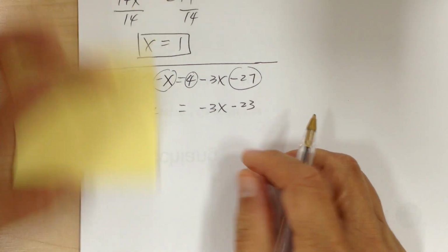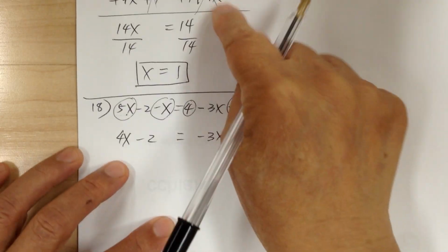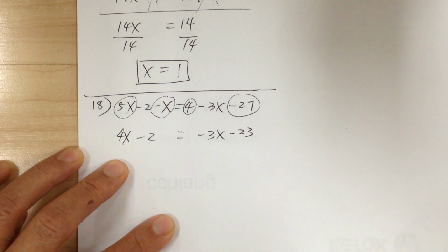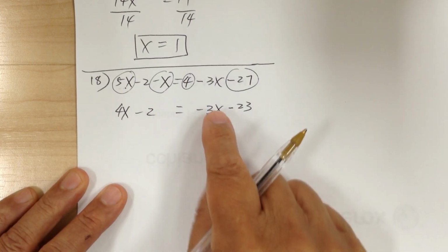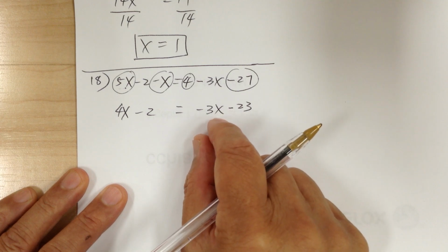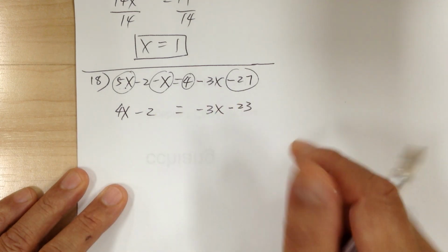Okay, now this becomes like the previous problem. Notice it keeps adding more steps, right? So you will know how to do this, right? So next step is go ahead and move the variable to one side and number to the other side.